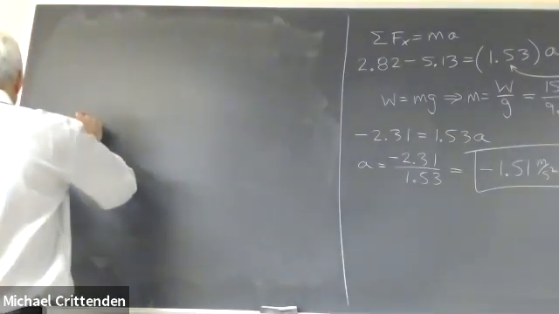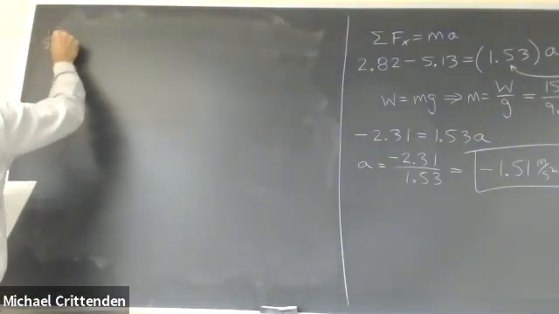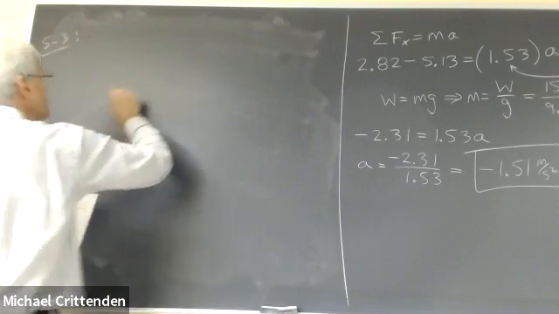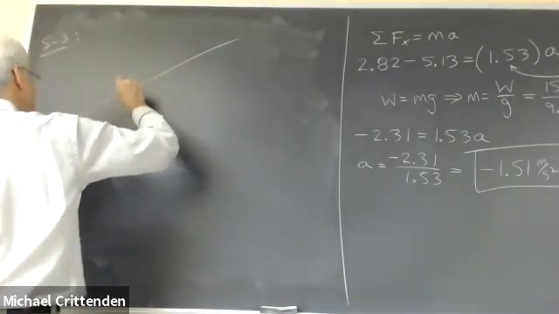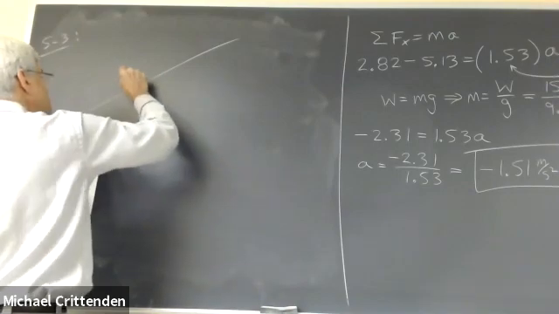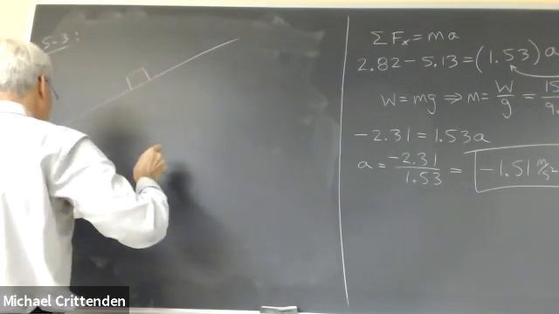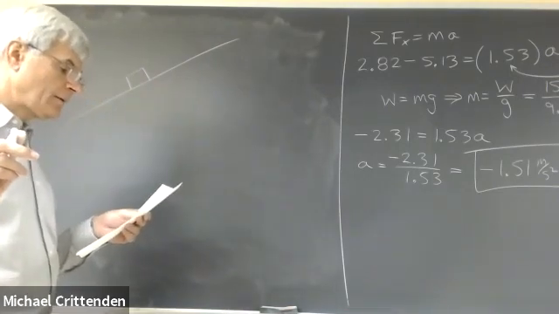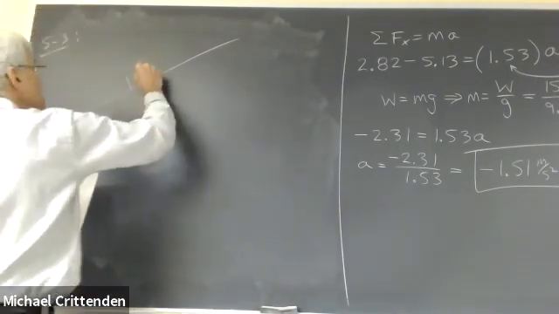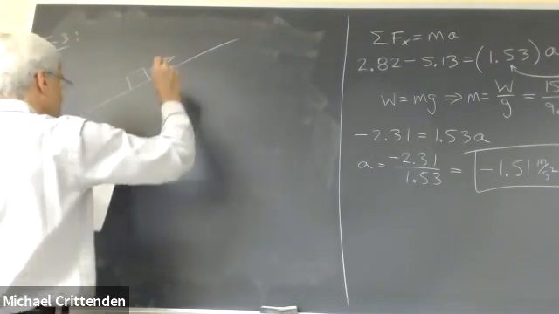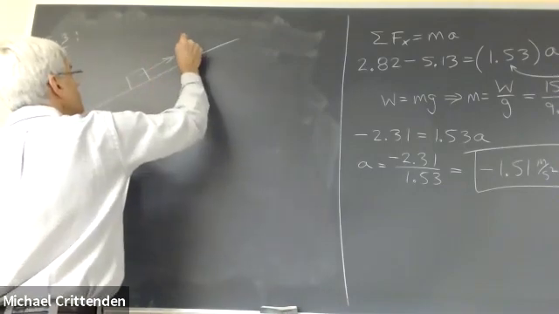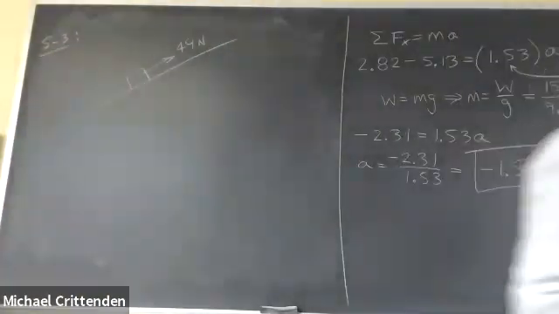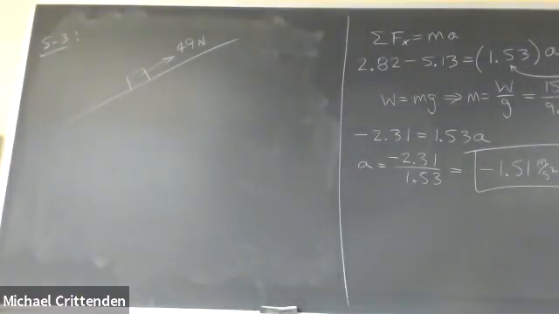So, as always, start with the diagram. There's the ramp. We've got a box sitting on it. This time it's being dragged uphill. A 49 Newton force is pulling it up the hill.